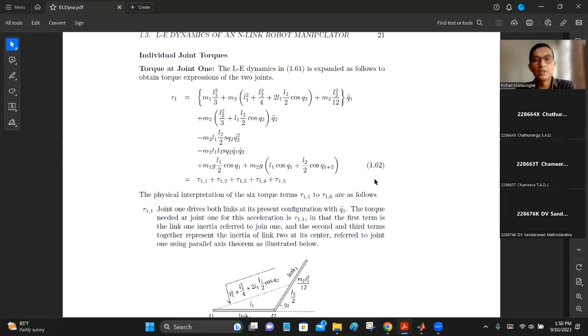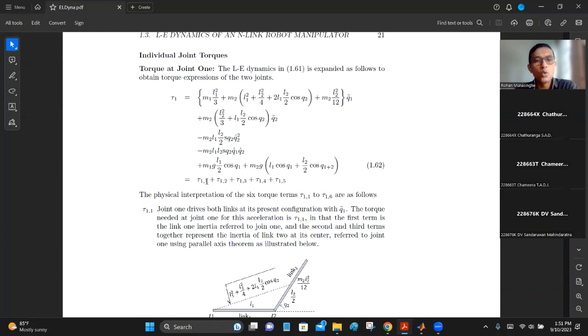Now let's take the first term. So altogether, how many terms are there? The first one, second, third, fourth, fifth. Sorry, altogether, 5 terms are there. So the purpose here is to understand each and every term here, so that you know what these mathematics actually tell about the physical phenomena, right?